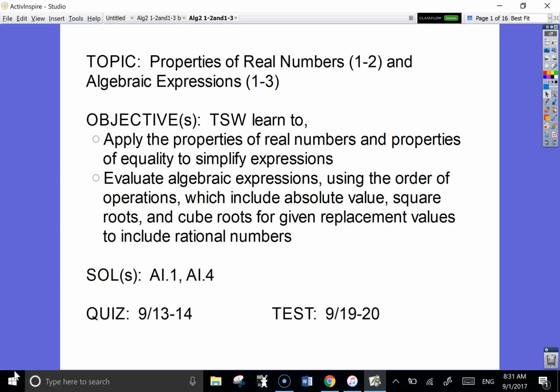For Green Day classes, I would expect that we would have a quiz on the 13th of September and a test on the 19th. For White Day classes, I would expect that we will quiz on the 14th and test on the 20th. Okay, we are expecting to review today the properties of real numbers very briefly. In fact, most will be on a handout that I'll give you. And then we're going to deal with algebraic expressions, using order of operations, combining like terms, things that you've done before, but you might need to be refreshed about.